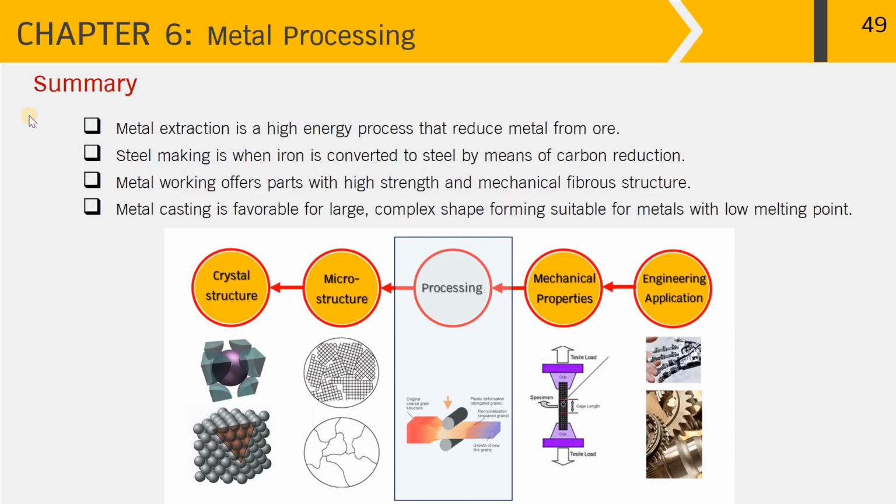So in summary, for metal processing, we can conclude that metal extraction is a high energy process that produces metal from ore. Next, the iron has to be passed through the steel making process, which is when the iron is converted into steel by means of carbon reduction. Metalworking offers parts with high strength and mechanical fiber structure. And the last process, metal casting, is favorable for large complex shape forming that is suitable for metals with low melting point.